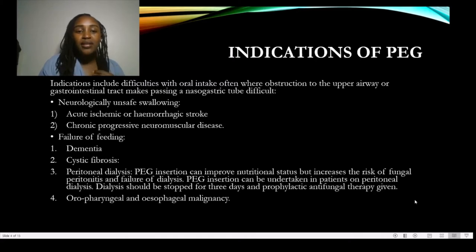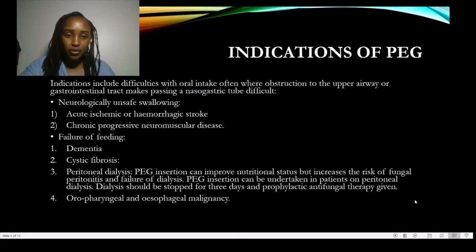So most of the time it can be put when there is neurologically unsafe swallowing, and this could happen if a patient has acute ischemic or hemorrhagic stroke. Therefore, they're not able to swallow like normal people, or they don't have the normal gag reflex. So even if it came back, they wouldn't know, and that runs a risk of having aspiration. Then if there's chronic progressive neuromuscular disease, again, this is another indication for PEG tube insertion.